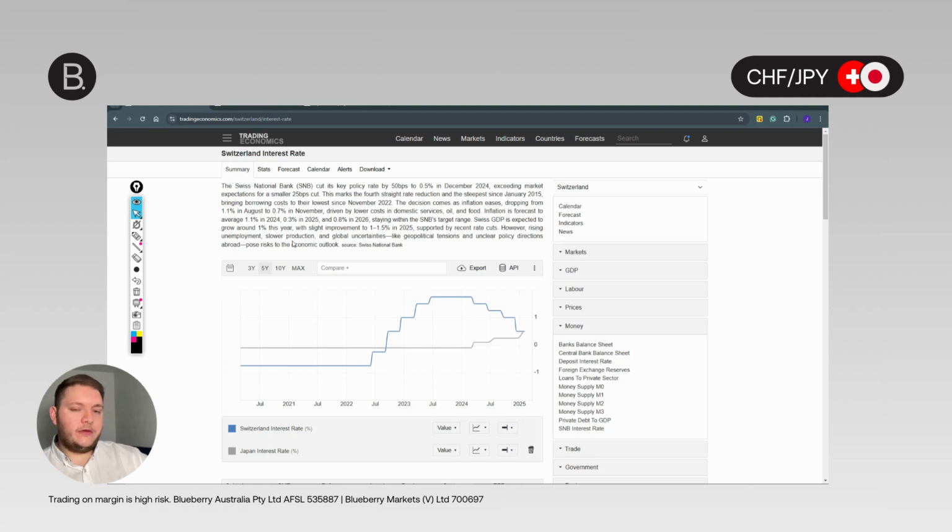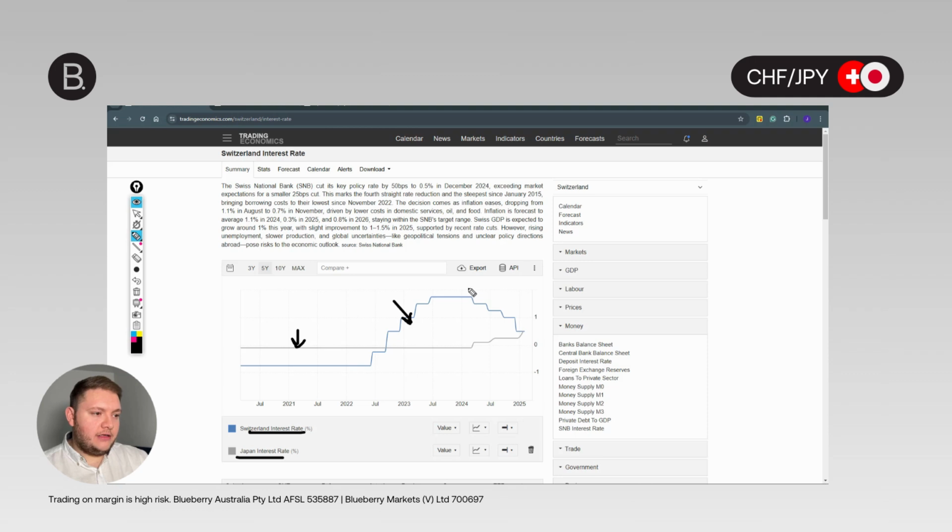But another way to do it is by looking at interest rate differentials, and that is the difference between two countries' interest rates. And most importantly, what central banks are doing. What I've got on the screen here, this grey line is the Japanese interest rate, and the blue line is Switzerland's interest rate. What do you notice about the two?